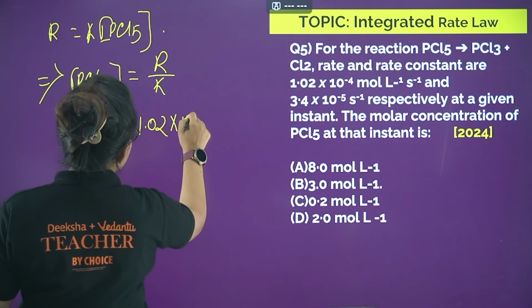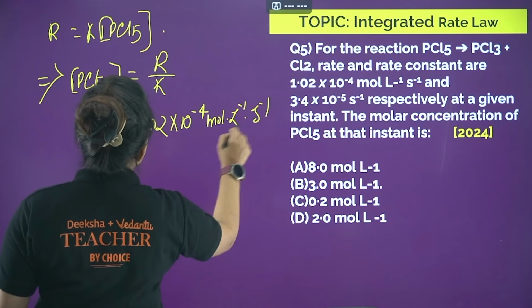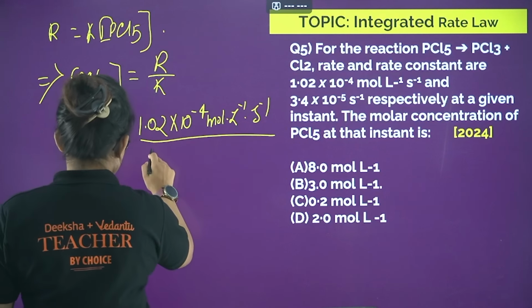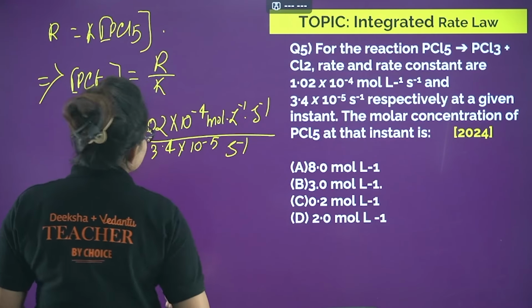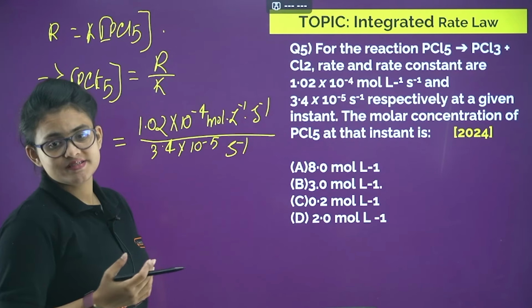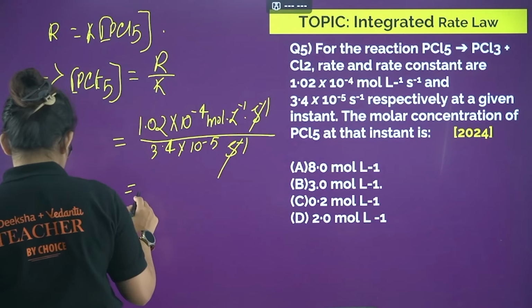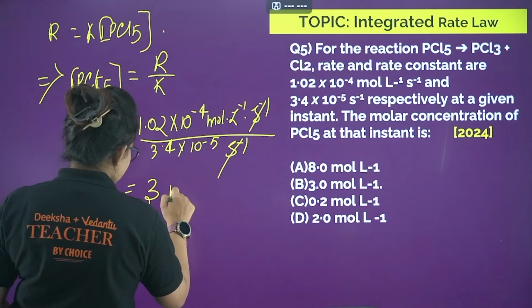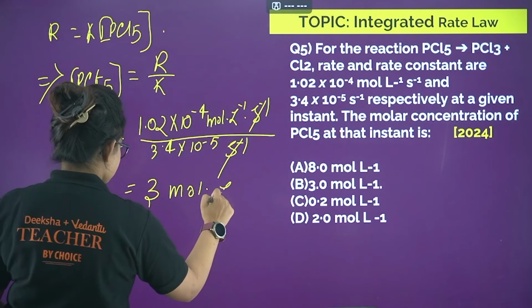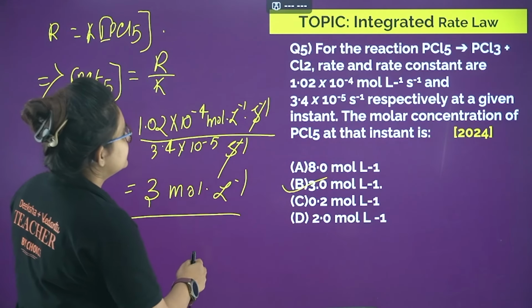1.02 into 10 power minus 4 mole per liter per second divided by K, which is also given, that is 3.4 into 10 power minus 5, it's a second inverse. Okay, by just looking at the unit you can understand it's a first order reaction. Second inverse will be cancelled out and if you calculate this it will come as 3. So your answer is 3 mole per liter. Okay, so option B is going to be the correct one. Let's proceed for the next one.